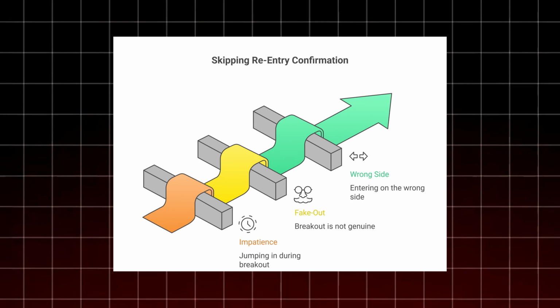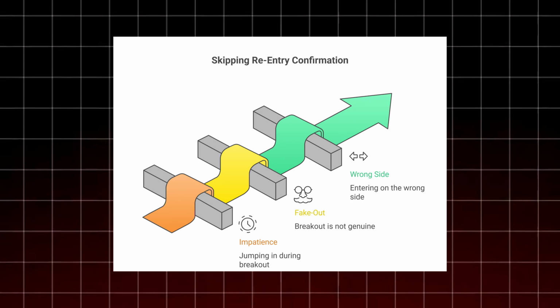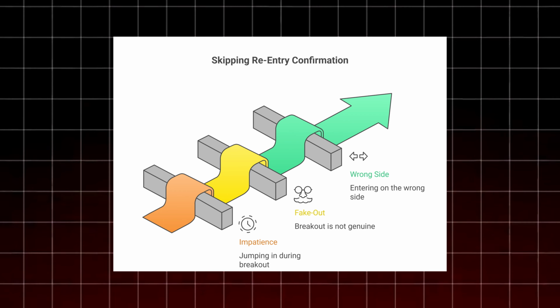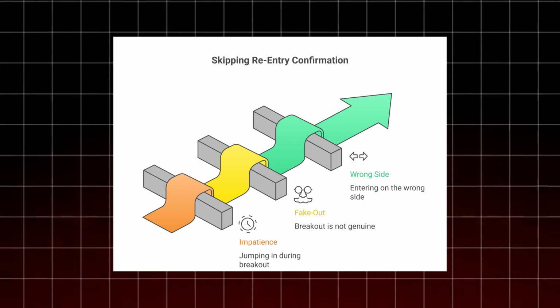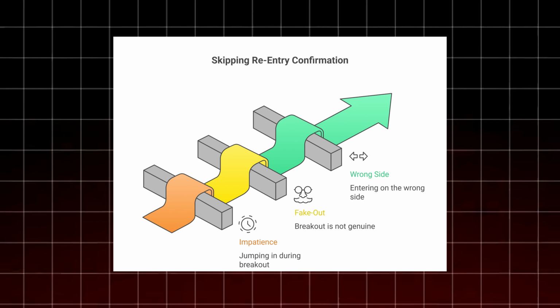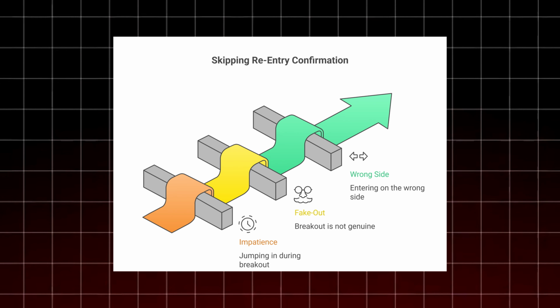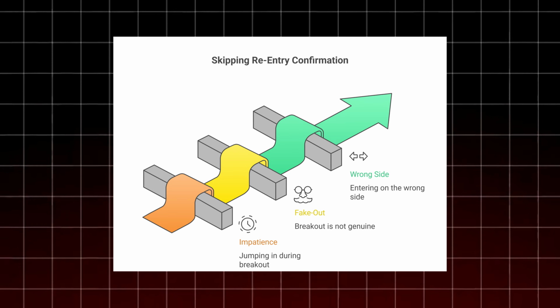The full sequence is breakout close outside the range, then wait for the price to come back in and close inside the range again. That re-entry close is your actual entry signal. That's the moment the trade becomes a valid setup. A lot of traders see the breakout and get impatient. They jump in during the breakout itself, but this is not what the strategy calls for.